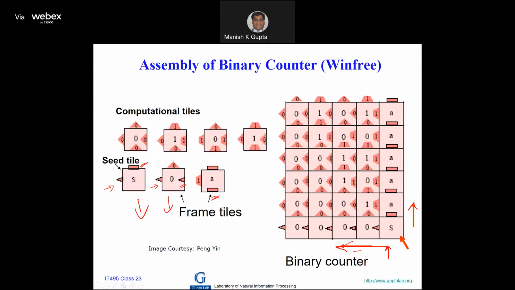Once the frame is built, what is this value here? This value here is 0 and this value here is 1. Which tile out of these 4 tiles can come together?